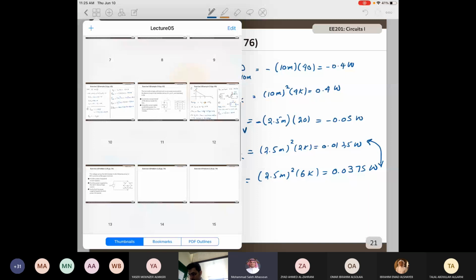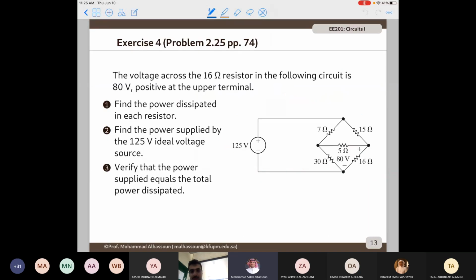Okay, so let's go back to the question that we skipped. So in this part, again, this is for independent sources. We have a 16 ohm resistor here, and we are given that the voltage across it is 80 volts, positive at the upper terminal. The question that we are asked is to find the power dissipated in each resistor, which means that we need to either find the voltage or the current in each resistor.